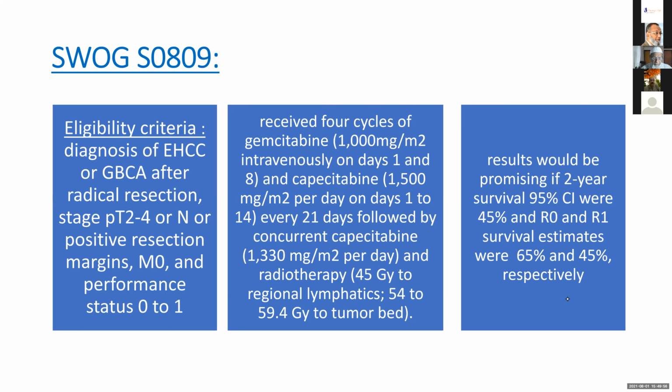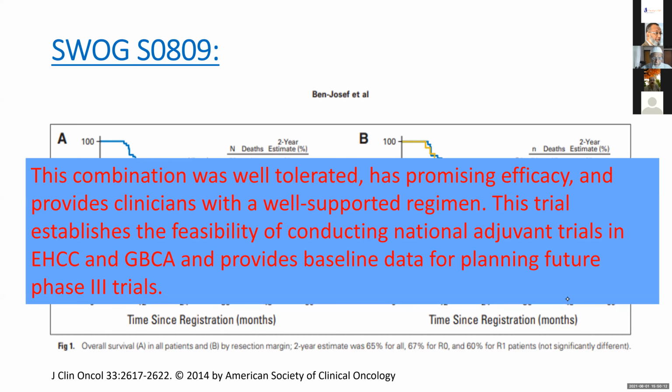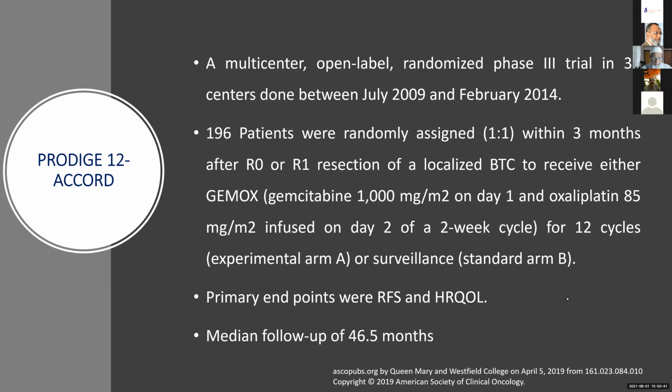And the result is promising at 2 years. For R0 resection the survival estimate was 65%, and for R1 resection the survival estimate was 45%. So this combination was well tolerated, has promising efficacy, and provides clinicians with a well-supported regimen. This trial establishes the feasibility of conducting a nationwide adjuvant trial in extrahepatic and gallbladder carcinoma and provides baseline data for future planning of the phase 3 trial. It's a phase 2 trial, and the N is very small, but it gives us an idea that if we add chemotherapy followed by concurrent chemoradiation, it can be beneficial, with an estimated survival benefit, especially in the R1 resection.